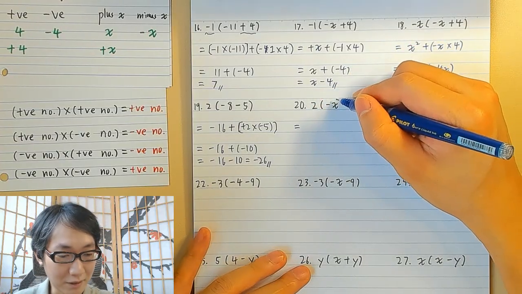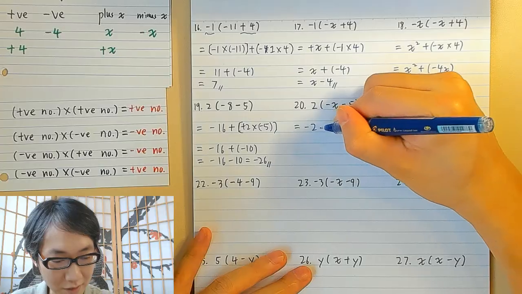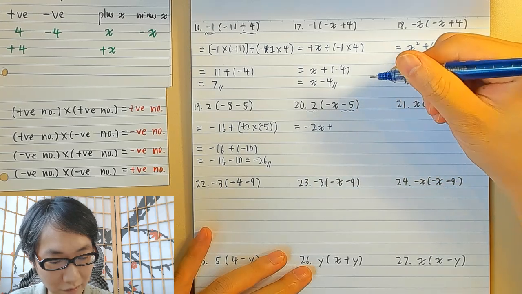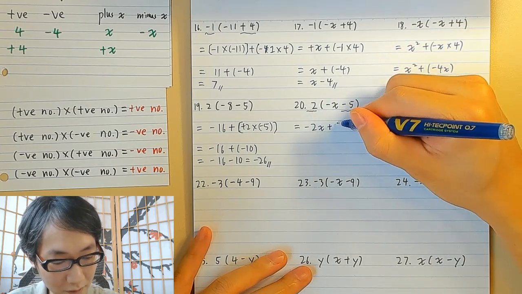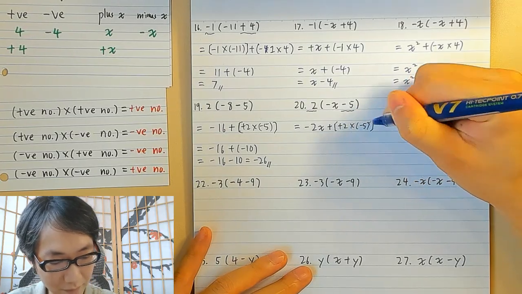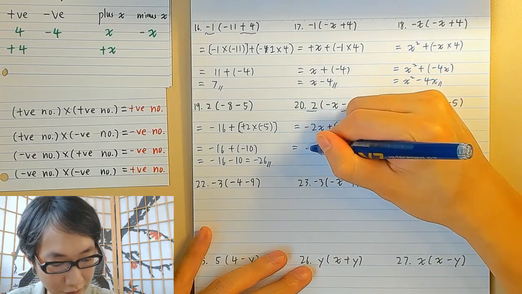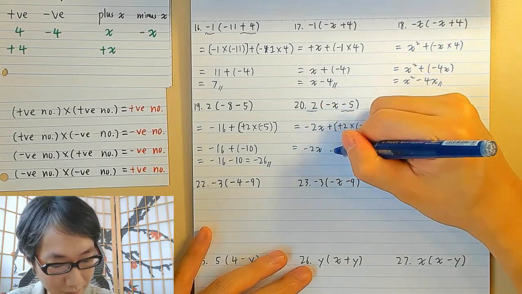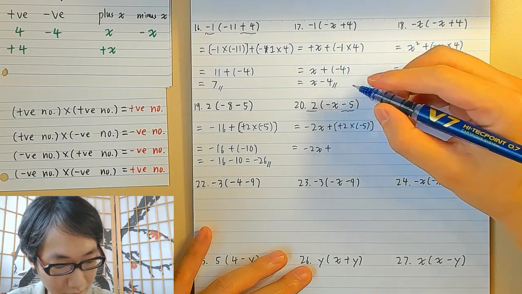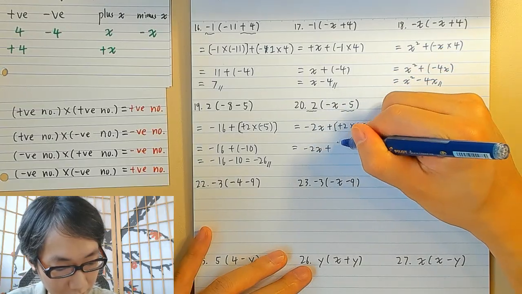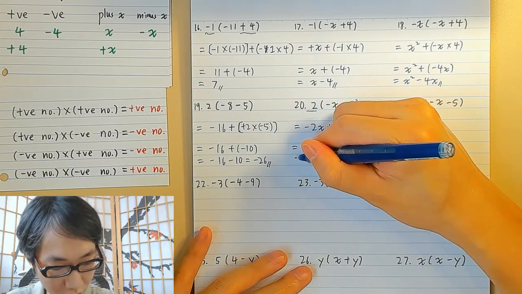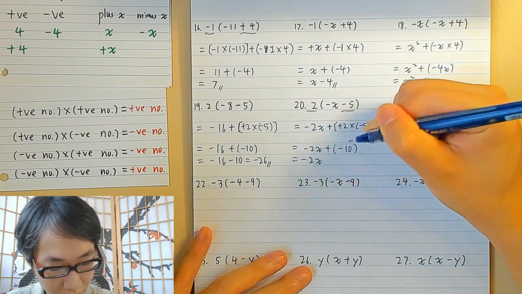20. Positive 2 times minus x, we have minus 2x. And the second term will be positive 2 times negative 5. So we have negative 2x, and the second term negative 10. Okay. So which will be 2x minus 10.